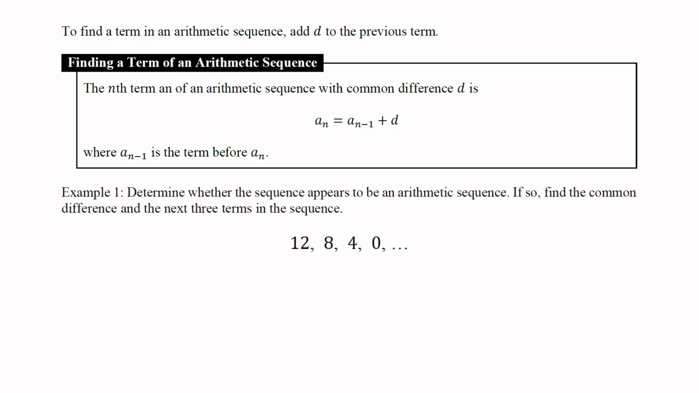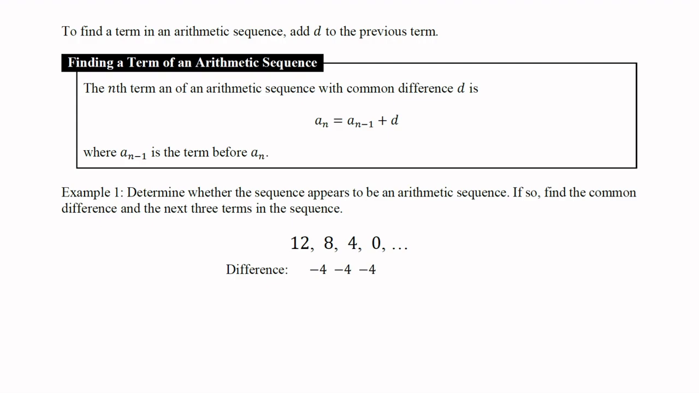So let's take a look at an example. Determine whether this sequence is an arithmetic sequence. If so, we're going to find the common difference and the next 3 terms. To determine if it's arithmetic or not, we have to see if there is a common difference. So we're going to look at the difference between each two. From 12 to 8, we have to subtract 4. To get from 8 to 4, we have to subtract 4. To get from 4 to 0, we have to subtract 4.